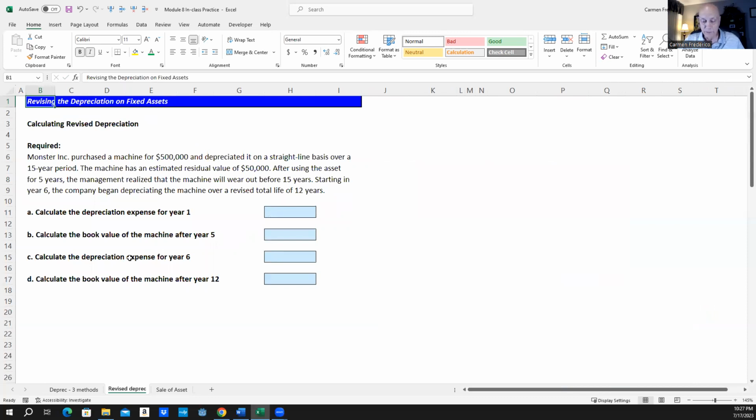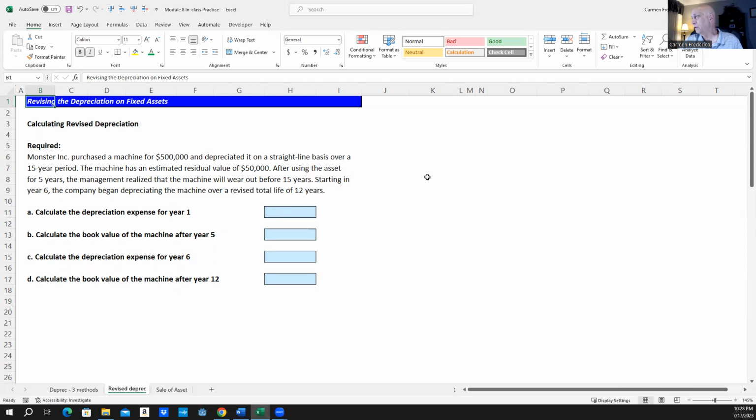Okay, so Monster Inc. purchased a machine for $500,000 and depreciated on a straight line basis over a 15-year period. The machine has an estimated residual value of $50,000. After using the asset for 5 years, the management realized that the machine will wear out before 15 years. Starting in year 6, the company began depreciating the machine over a revised total life of 12 years. Okay, so let's take a look.